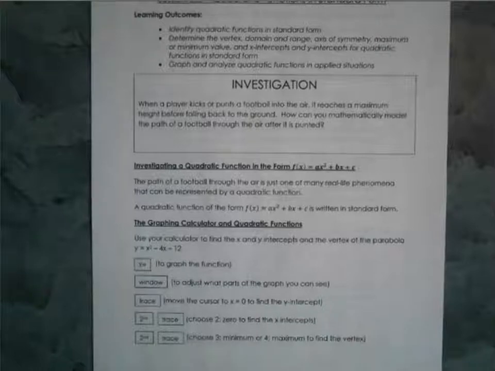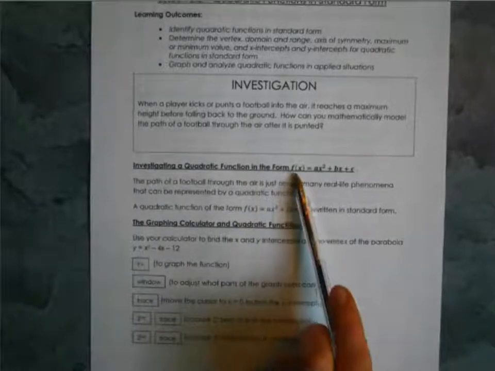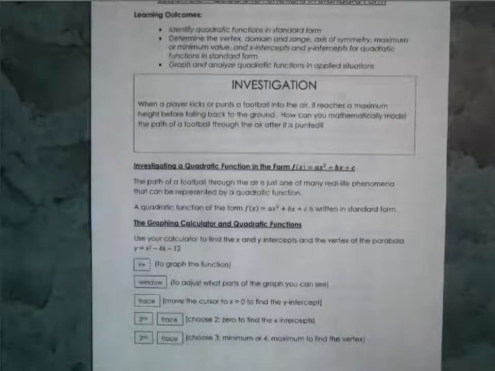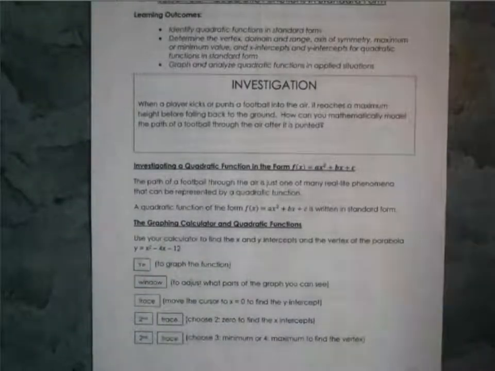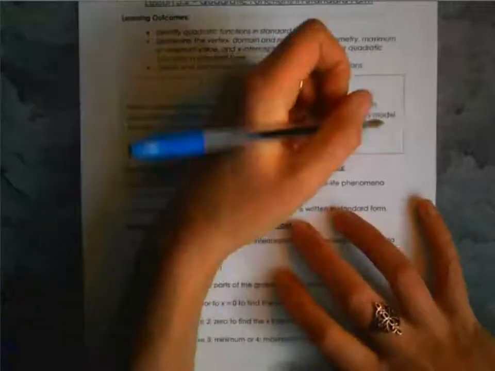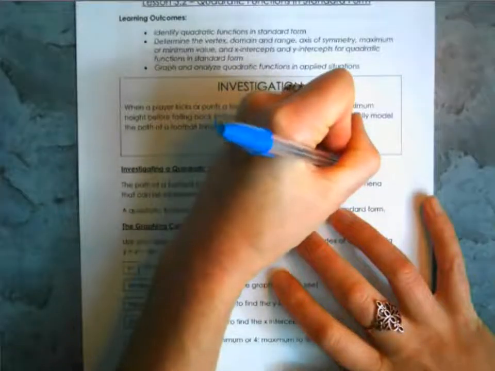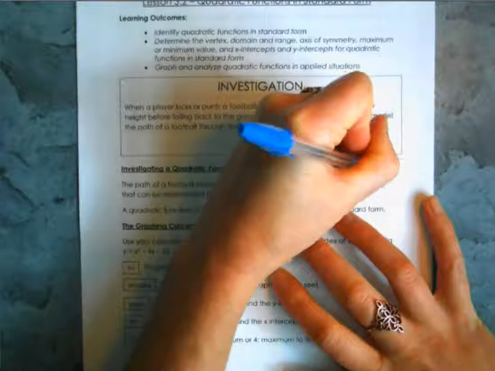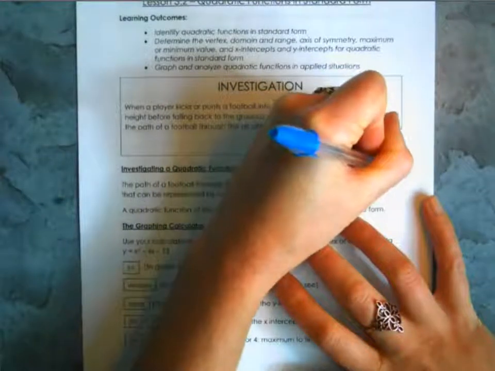So basically we have a different form of writing this equation that you can see right here, which is f(x) = ax² + bx + c, and this is the standard form we've been talking about.